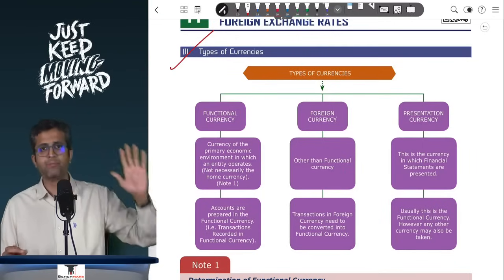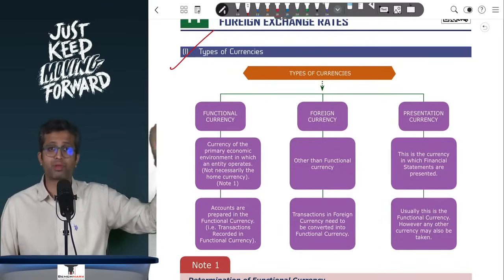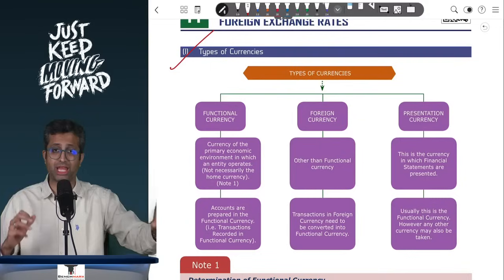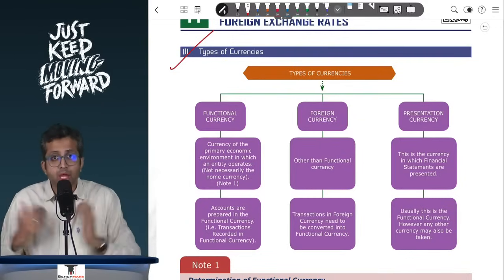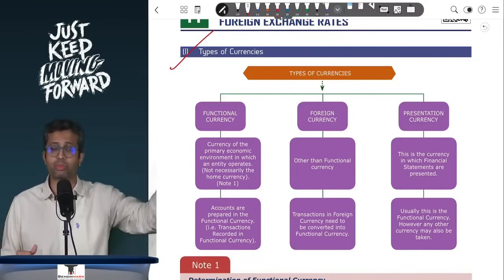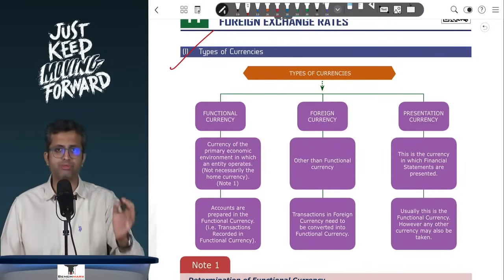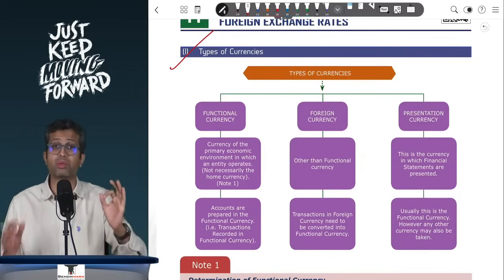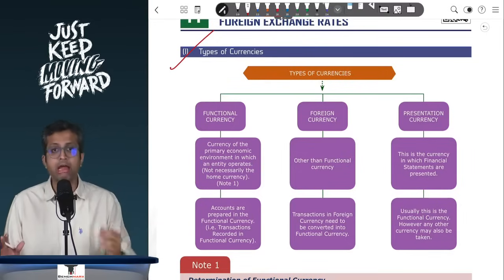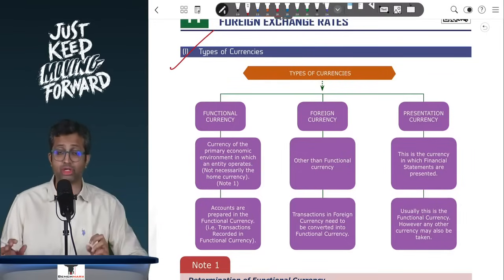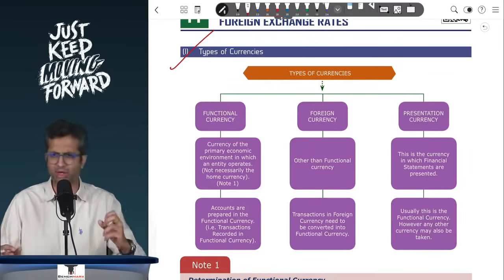Like in income tax, a lot of times a lot of companies set up their offices in Mauritius for tax reasons and they invest in India. They might have a registration in Mauritius, however the primary economic environment is the Indian environment. So the standard over here believes that functional currency refers to the currency of the primary economic environment in which you operate.